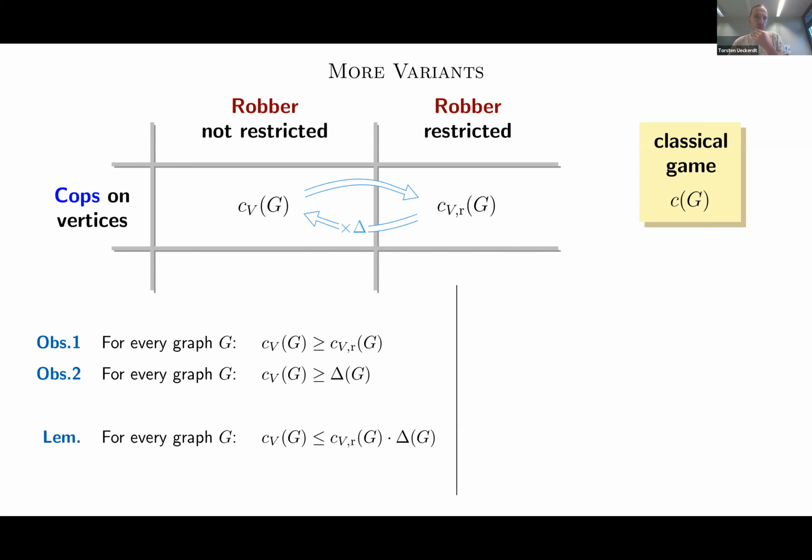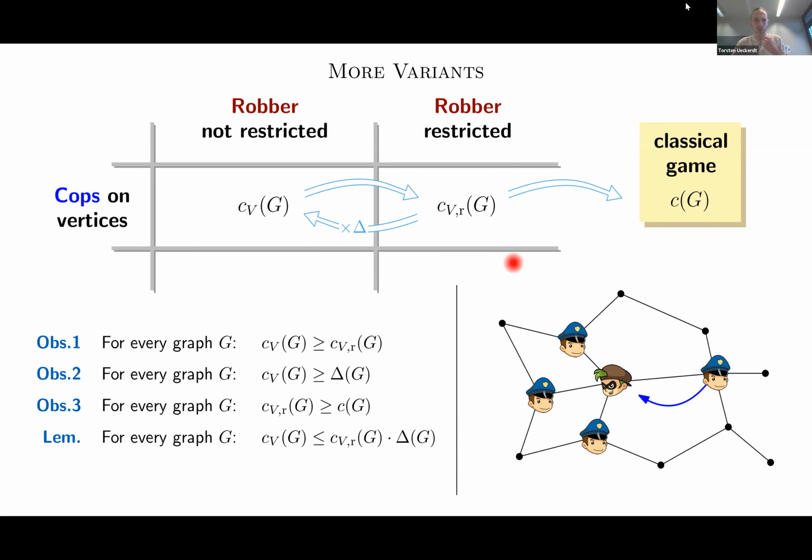Okay, then, of course, there's also this classical thing. So let's also connect this. This is the third observation. The restricted vertex variant is at least the original cop number, and therefore also the unrestricted vertex variant, through transitivity, is at least the classical cop number. It's basically the thing is, if you can surround the robber, then you can also capture him. So you just play the surrounding strategy, and when you're done, you have surrounded him.